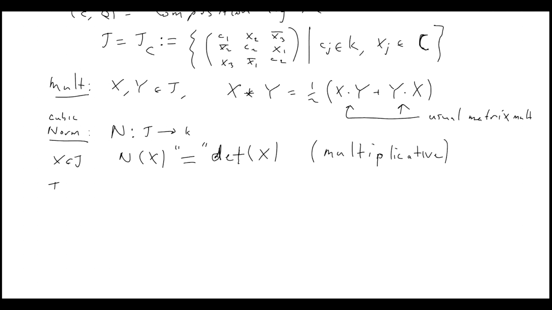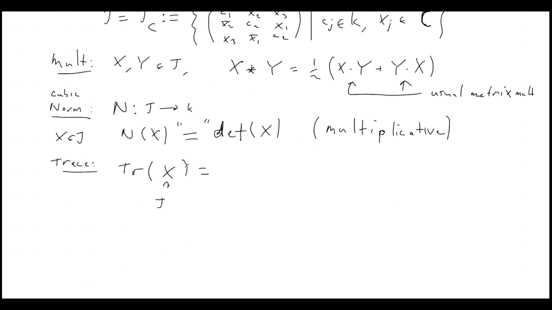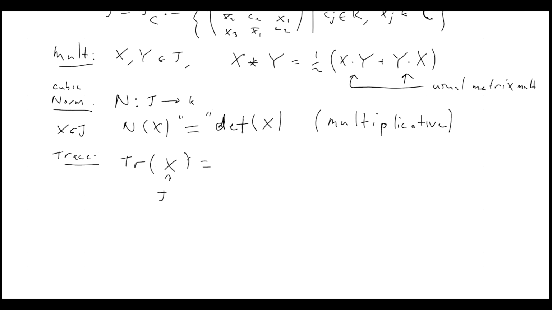A Jordan algebra also comes with a trace. Let me use the coordinates for an element of J that we have above. In particular, C1, C2, and C3 will be the diagonal elements in that matrix. And the trace is just going to be the sum: C1 plus C2 plus C3.